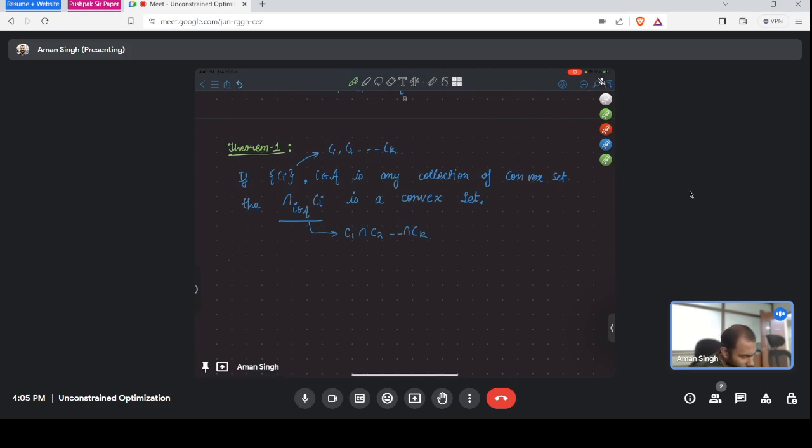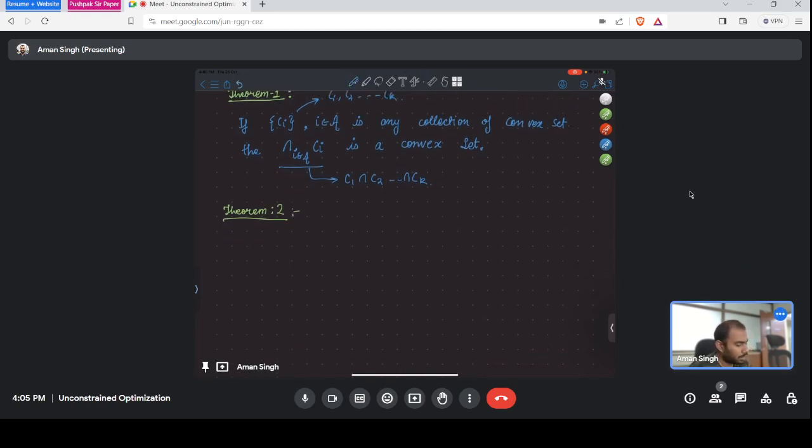Now there is one more theorem. There are actually two more theorems. So this is the second theorem. If C1 and C2 are two convex sets, then C1 plus C2 is also convex.